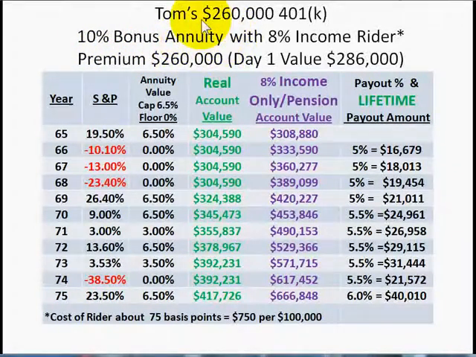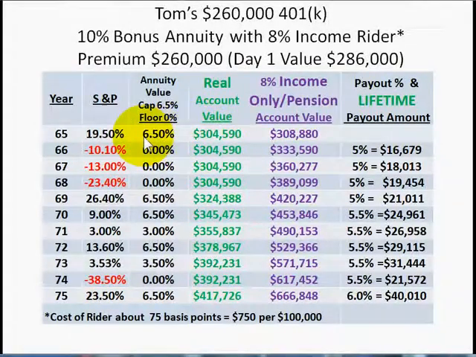Some of the companies give you a 10% premium bonus when you open up the account, and then an 8% income rider. So his day one value is $286,000. That is $260,000 plus 10%, or $26,000. Okay, so this green account is what happens to his real money, $286,000.